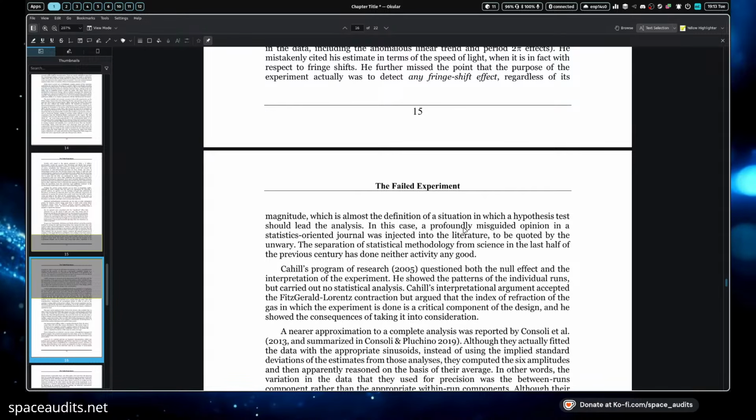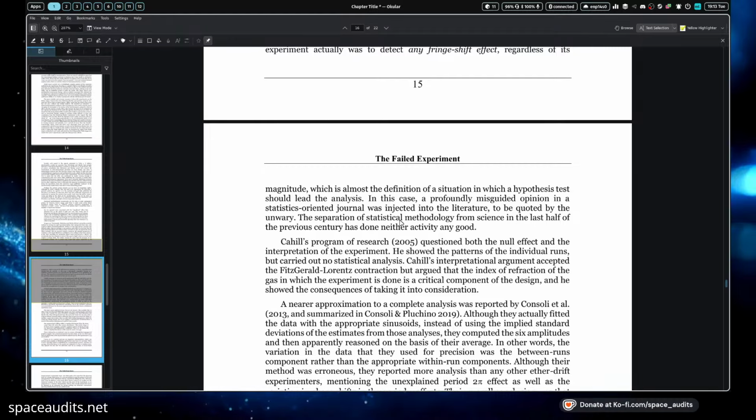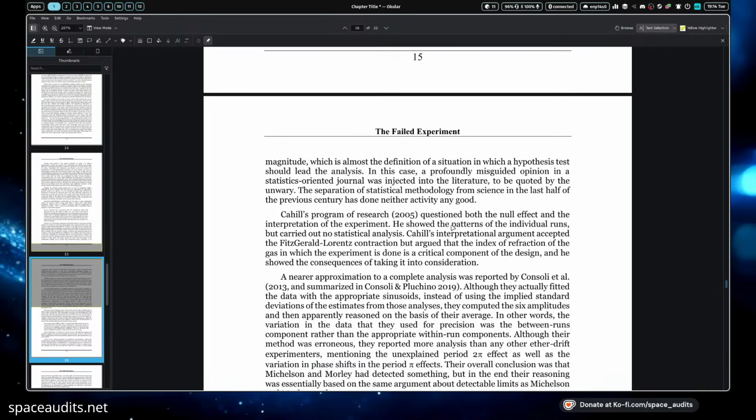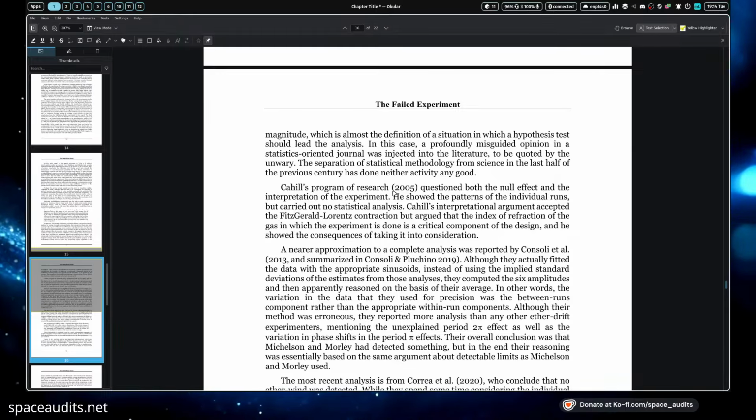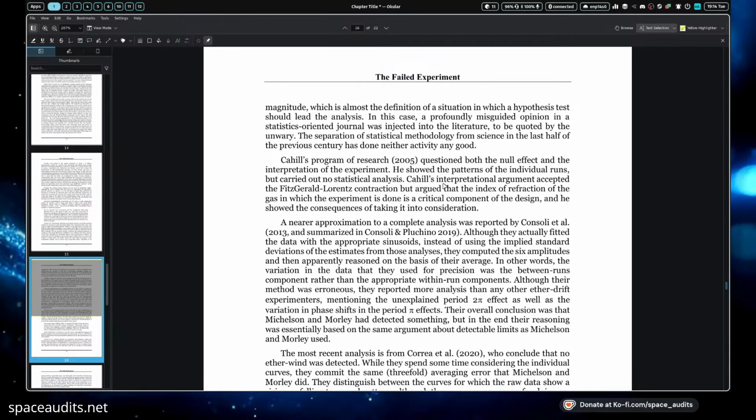In this case, a profoundly misguided opinion in the statistics-oriented journal was injected into the literature to be quoted by the unwary. The separation of statistical methodology from science in the last half of the previous century has done neither activity any good. Cahill's program of research in 2005 questioned the null effect in the interpretation of the experiment. He showed the patterns of the individual runs but carried out no statistical analysis. Cahill's interpretational argument accepted the Lorentz-FitzGerald contraction but argued that the index of refraction of the gas in which the experiment was done is a critical component of the design, and he showed the consequences of taking that into consideration.